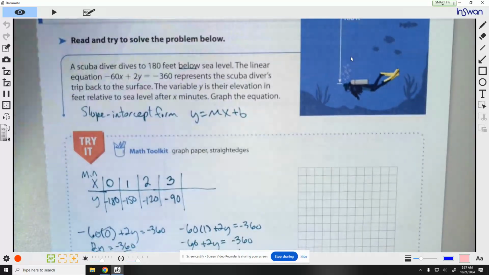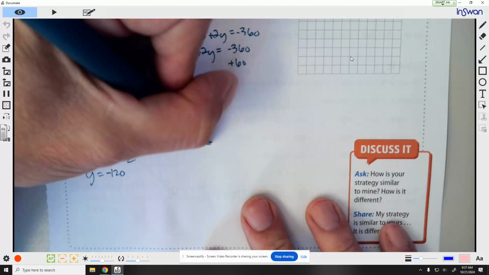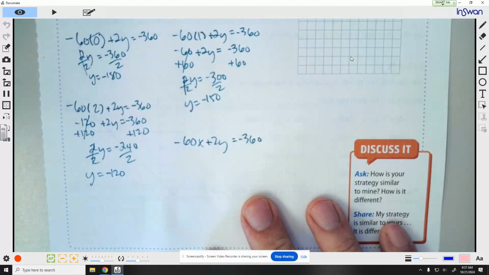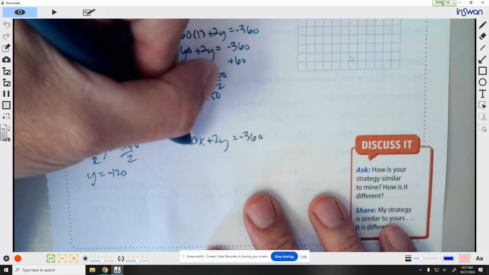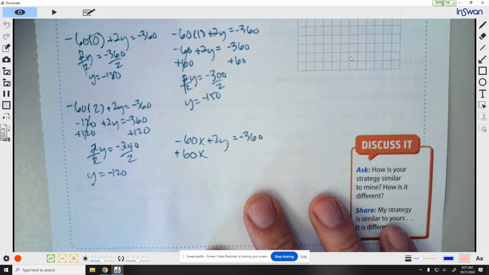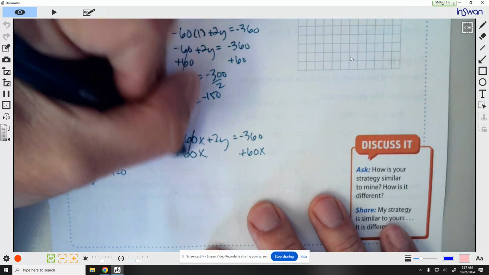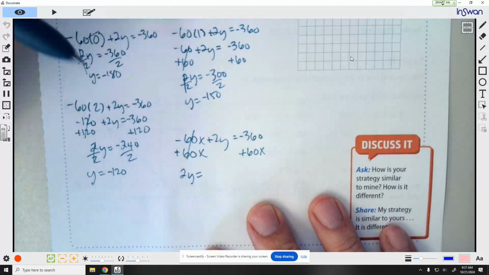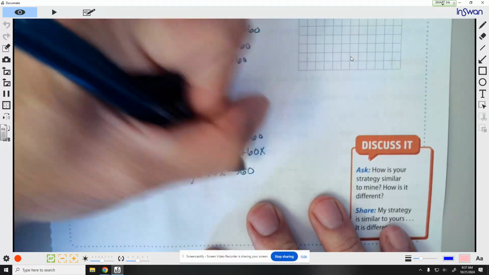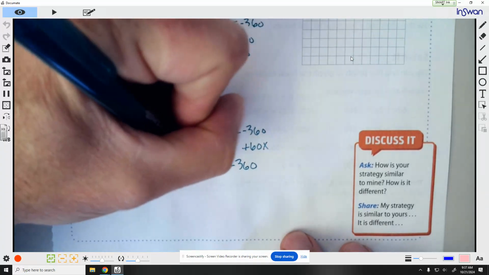if I rewrite the equation, I'm going to come down below. Negative 60x plus 2y equals negative 360. So my first step to get the y alone would be to move the x to the other side. So I'm going to do the opposite. So plus 60x, come over here, do plus 60x. That cancels, so you get 2y is equal to, and put your x in front, 60x minus 360. Okay, I don't want to know what 2y's are equal to. I just want 1, so I'm going to divide everything by 2.